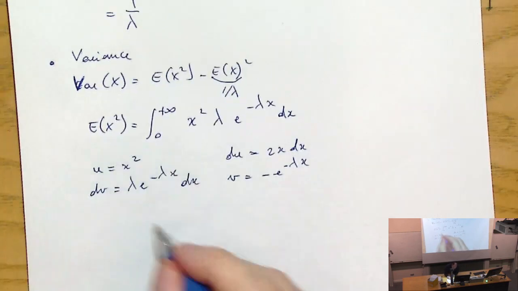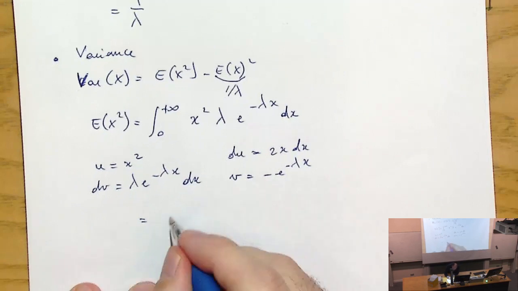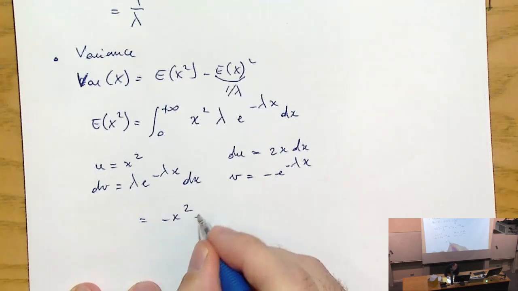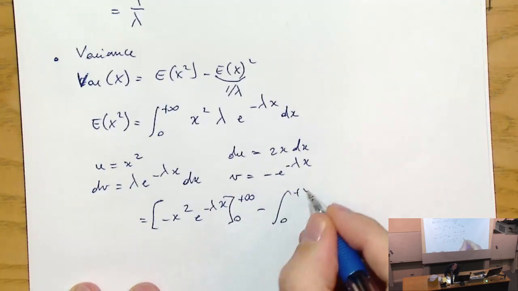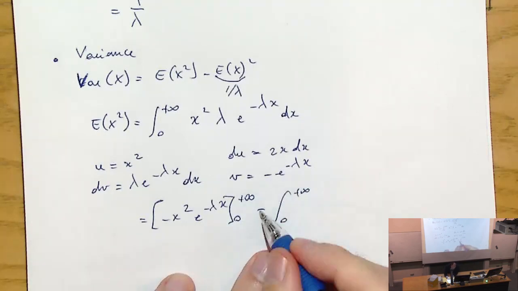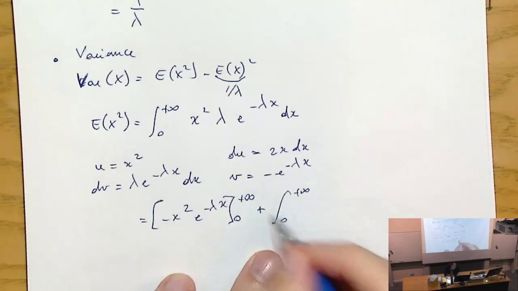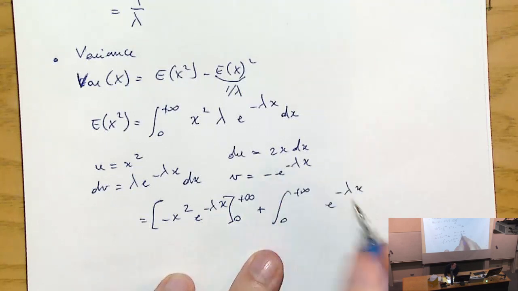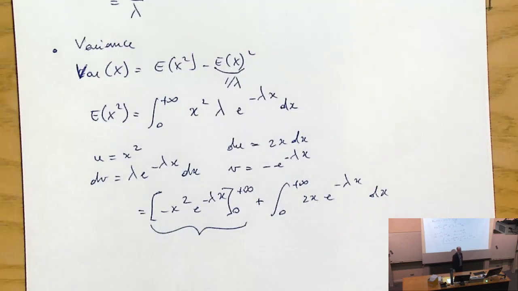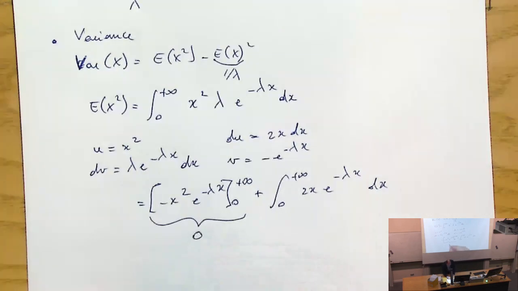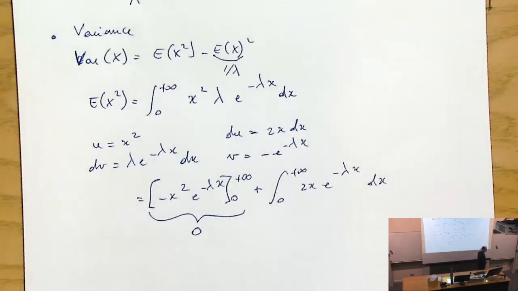So this gives me uv, x squared multiplied by minus e^(-lambda x), between 0 and infinity, minus the integral from 0 to plus infinity of v du. I have a minus here, plus the minus there, that's plus e^(-lambda x) multiplied by 2x dx. What is that? That's still 0. Again, you can do L'Hopital if you want, and you can apply L'Hopital twice.